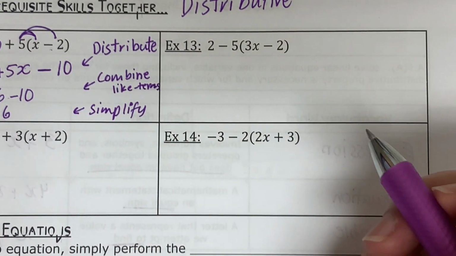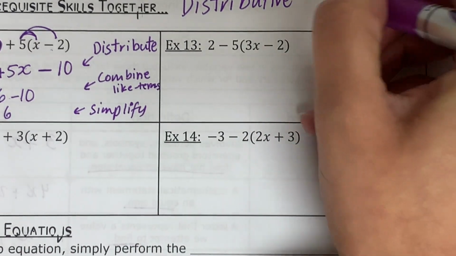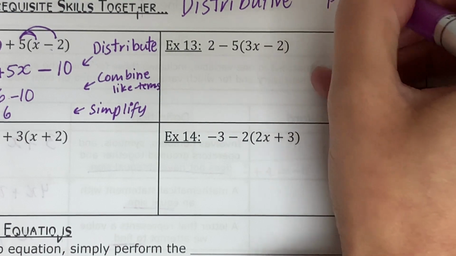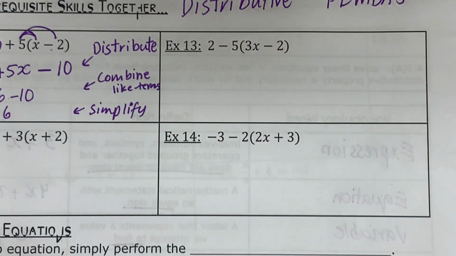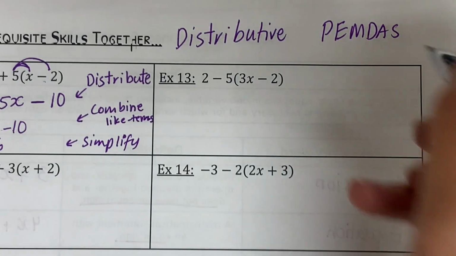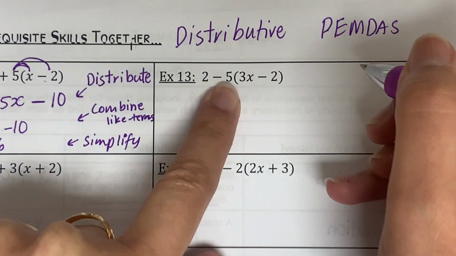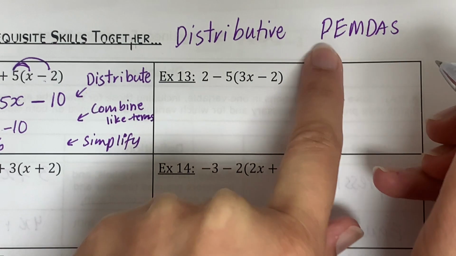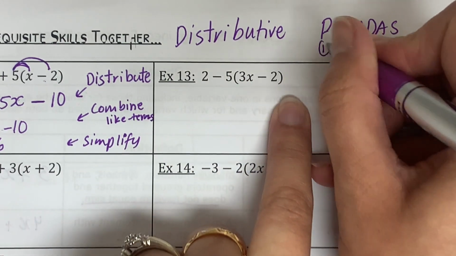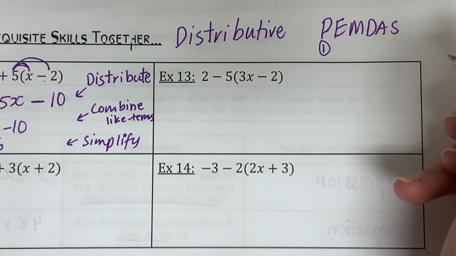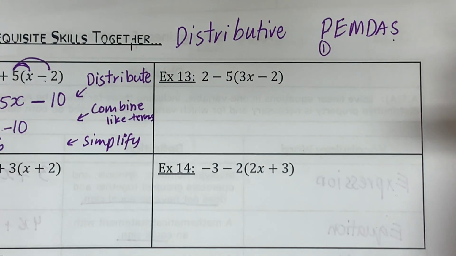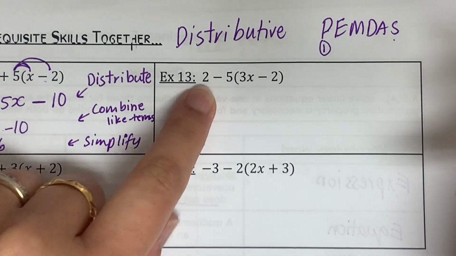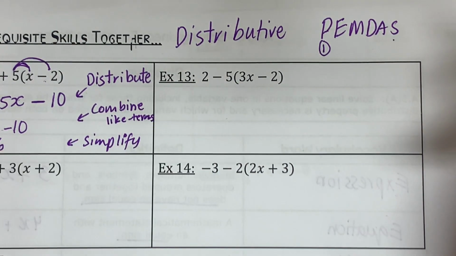Number 3. Now, according to your PEMDAS, which operation should be done first? Subtraction or parentheses? Parentheses should be done first, and then you actually do the subtraction. So you are not going to do 2 minus 5 as negative 3. That's wrong. You are not subtracting first.